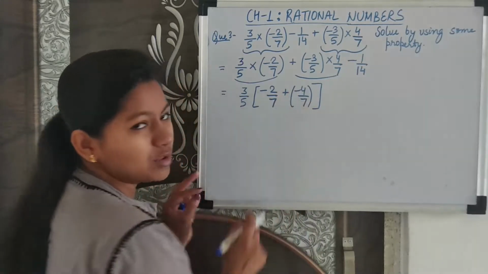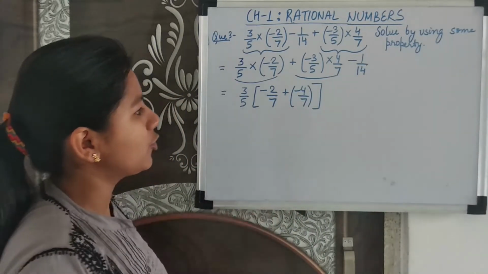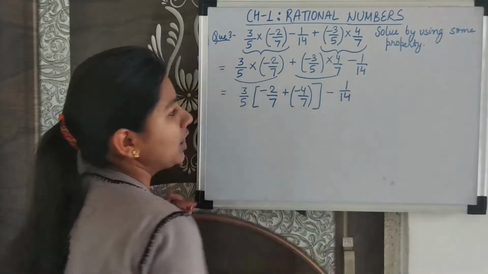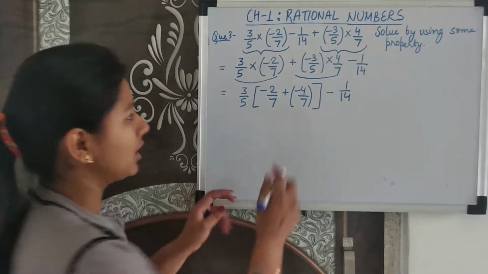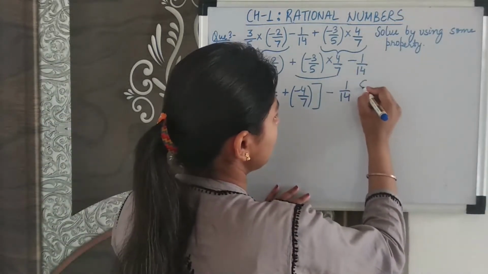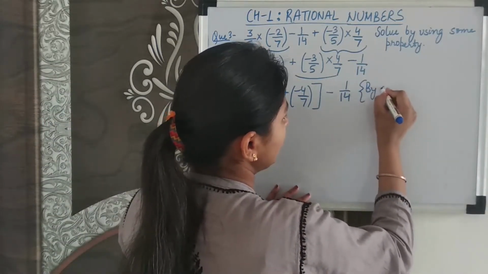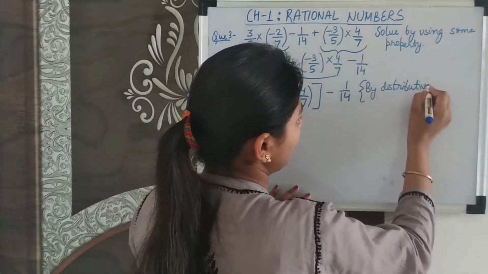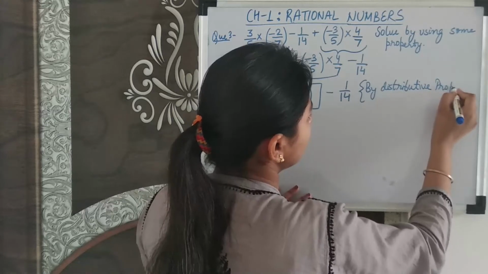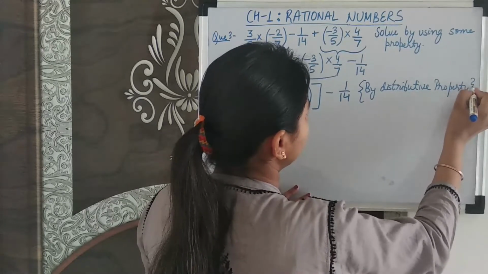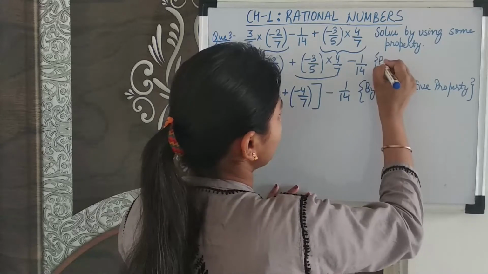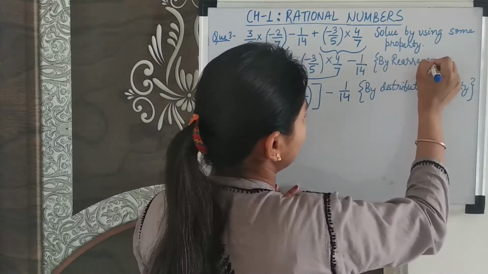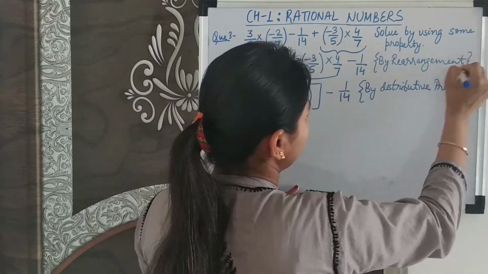Since we can't write two signs together, that's why I have kept minus 4 by 7 in bracket, and then this minus 1 by 14. Now as per BODMAS, first of all, this step is by distributive property. That property you have to mention which you have used to solve it. And the first step was just by rearrangement. I have done the rearrangement of the numbers. So this is just by rearrangement.